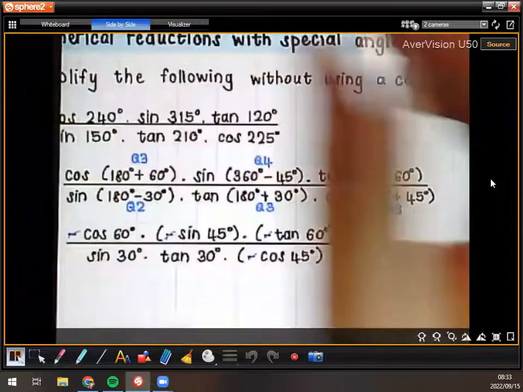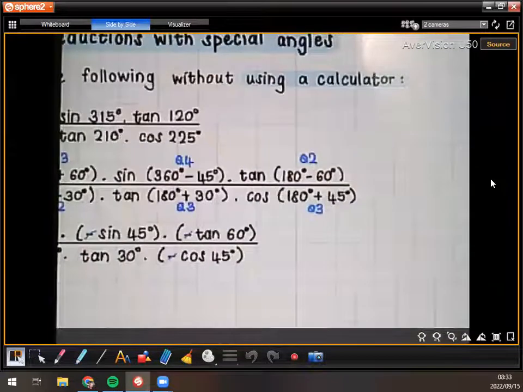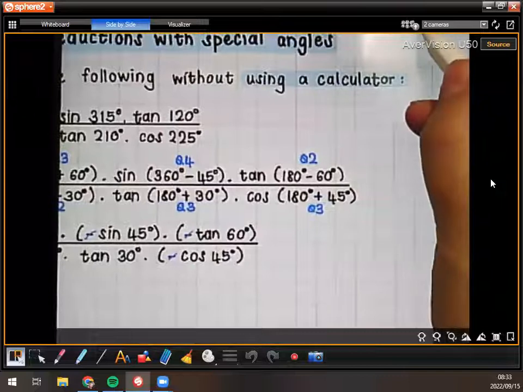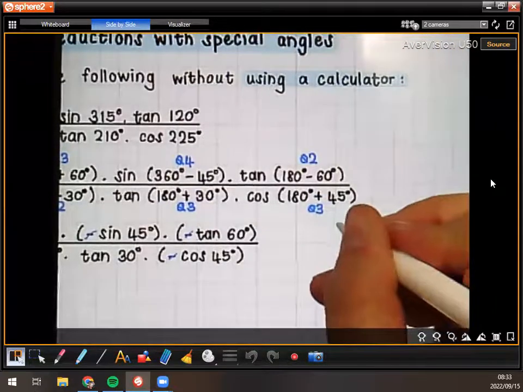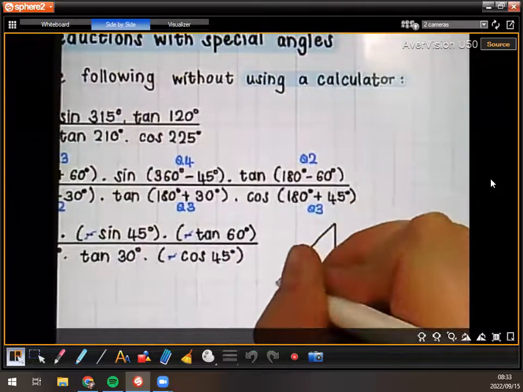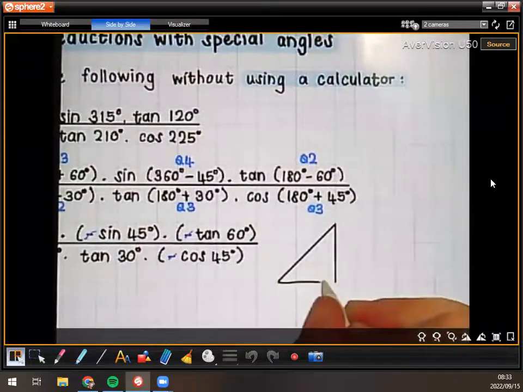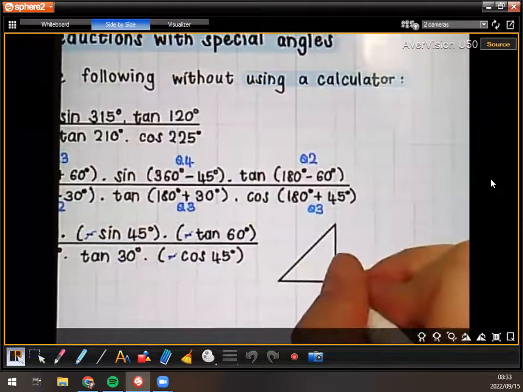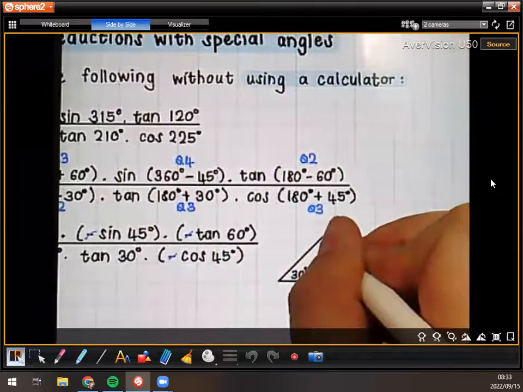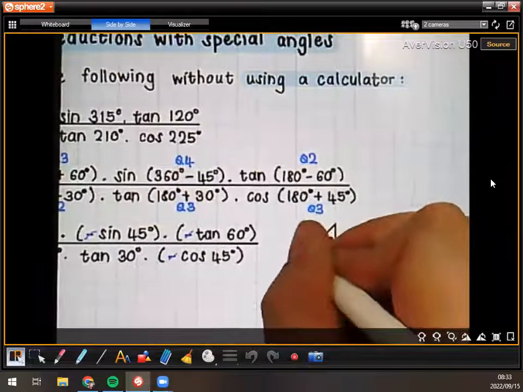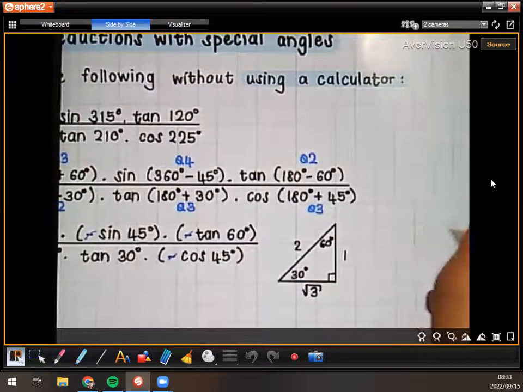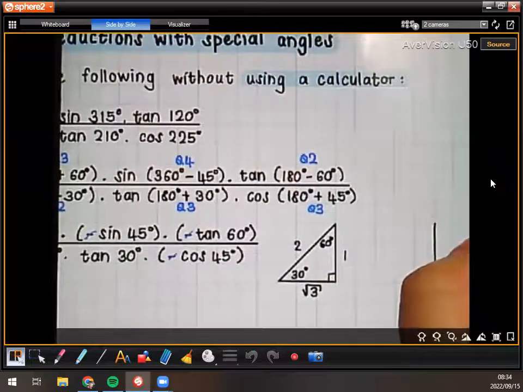Okay, so quickly again, it's the last time that we're going to draw these triangles today, I promise. We have our 30-60 triangle. And we also have our 45, 45.